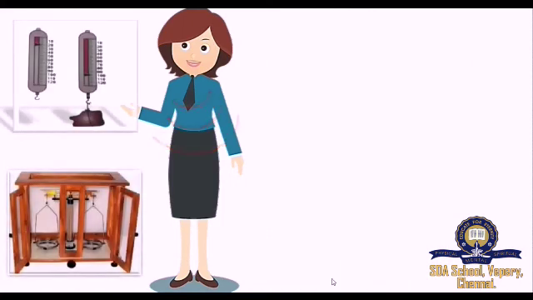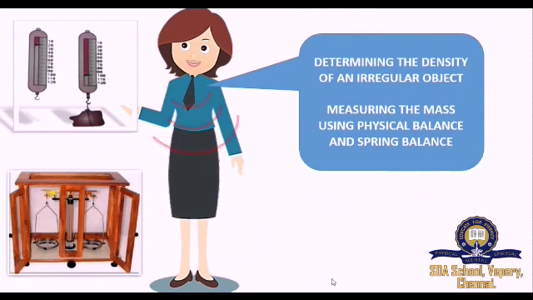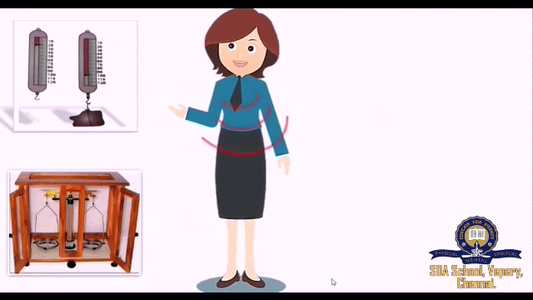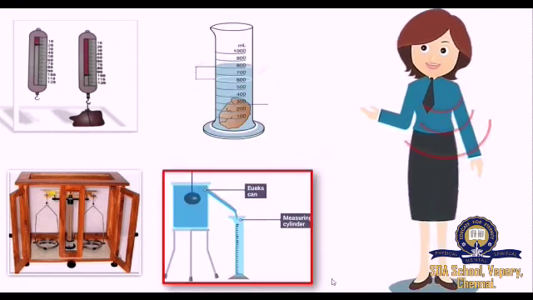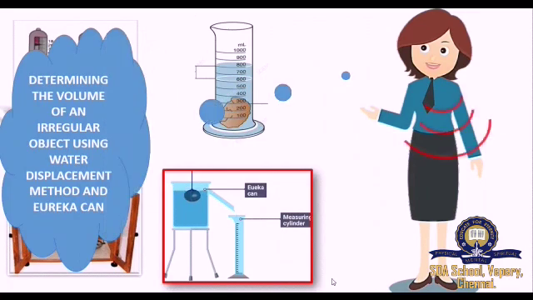In the last class, we learned to determine the density of an irregular object. We learned to measure the mass using the physical balance and spring balance. And we also learned to determine the volume of an irregular object using the water displacement method and Eureka can, right? I think you all remember those topics.